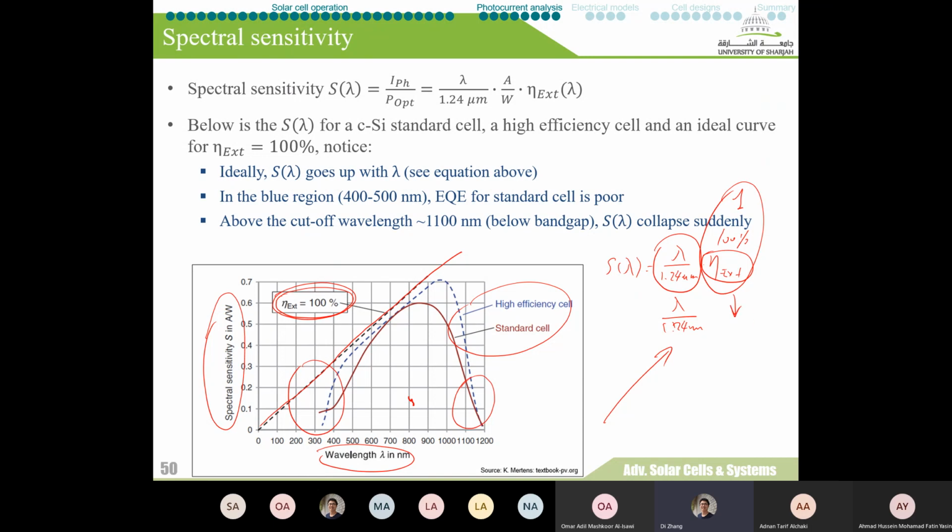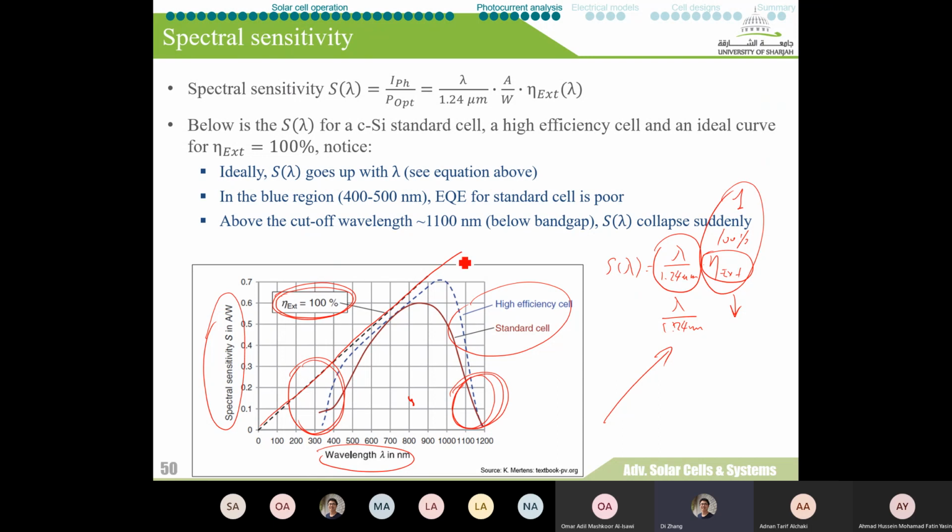At the short wavelengths, we have the recombination losses for the high energy photons, and near the bandgap, we also have recombination losses from the long wavelength photons near the backside of the solar cell. So both of these will contribute to the losses here.